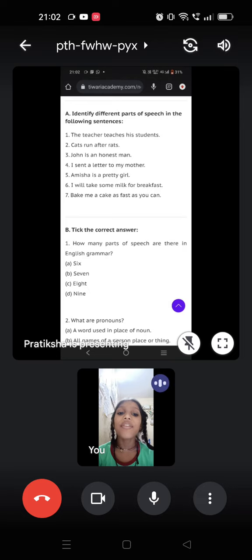Cat runs after rats. What are the nouns? Nouns are cat and rats. Very good. What is the verb? Is there any verb here? Runs is a verb. Okay. And then what is after? After is an adverb. No, after is not an adverb. After is joining the two nouns. Then what is adverb?